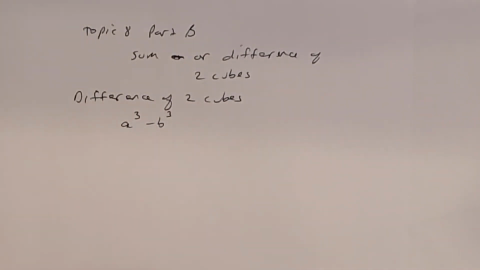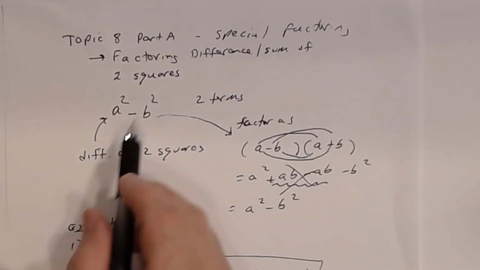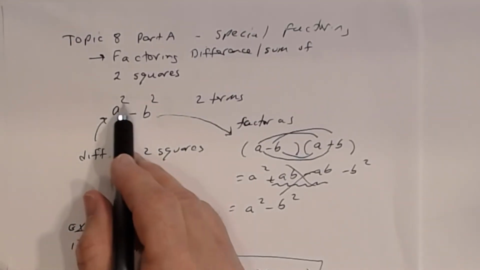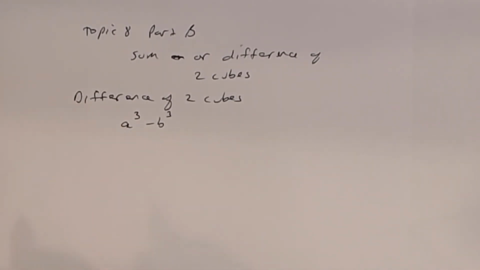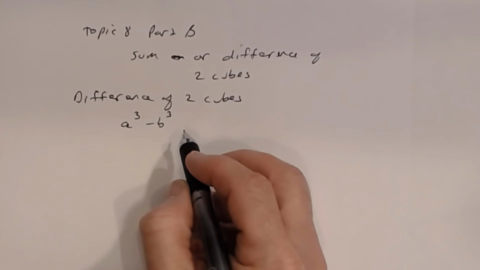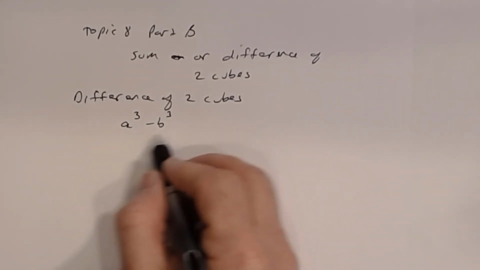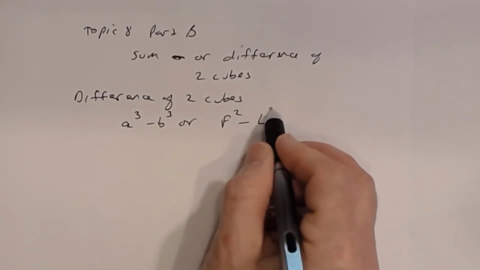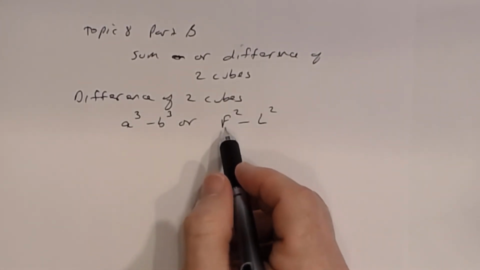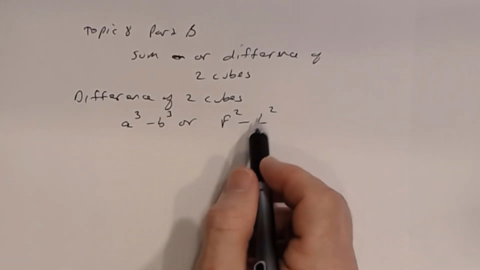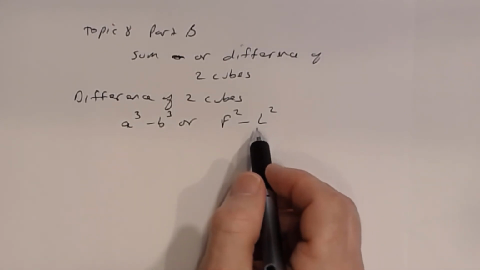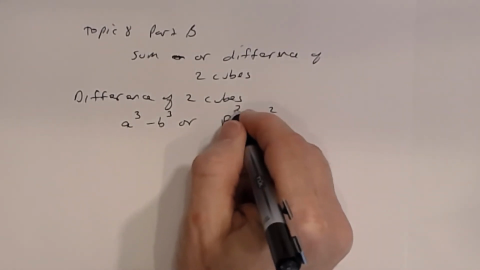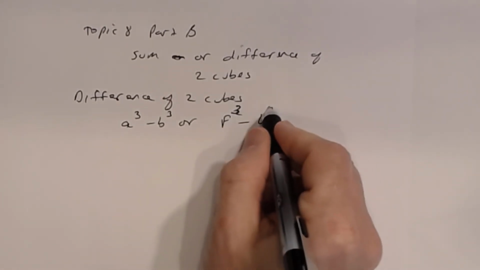Difference of two cubes versus difference of two squares. Difference of two squares you can factor as two binomials. Looks just like this. The difference of two cubes, this is how you factor it. Now you have to remember this formula. When you look at the lessons, for some of the lessons, I use the letter F and the letter L. The F implies first, and the L implies last. I didn't mean squared, I mean cubed. So first cubed minus last cubed.